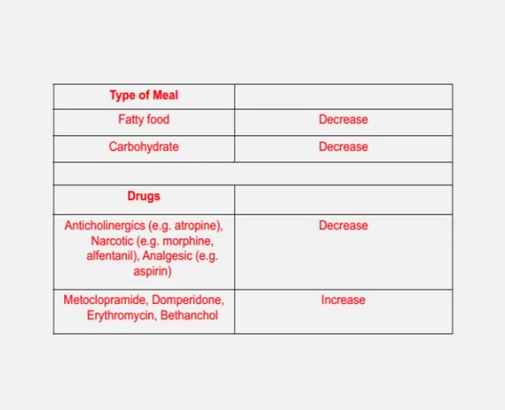The figure shows various factors which affect the gastric emptying. The type of meal, that is fatty food, decreases gastric emptying. Carbohydrate decreases the gastric emptying. Second is drugs like anticholinergics, example atropine, narcotics, example morphine, alfentanil, analgesics like aspirin, they decrease the gastric emptying. Next is metoclopramide, domperidone, erythromycin, bethanechol, they increase the gastric emptying.